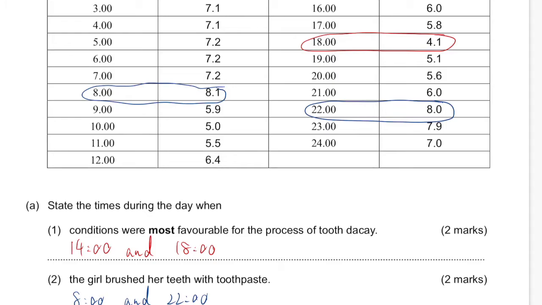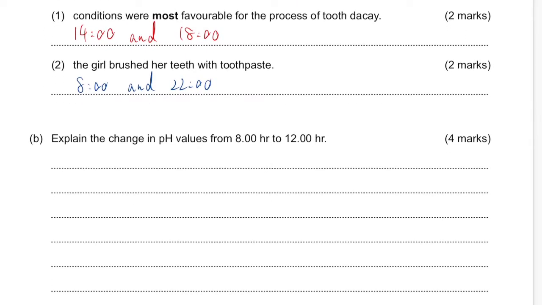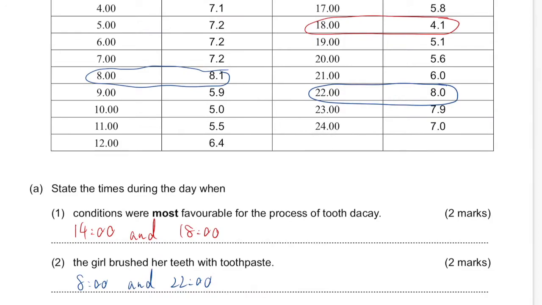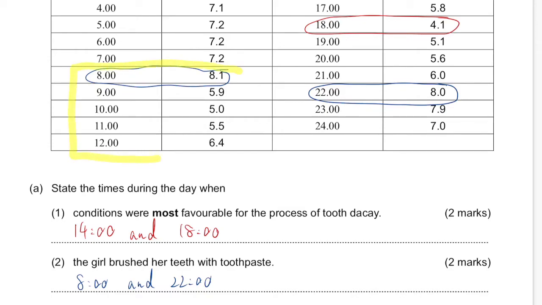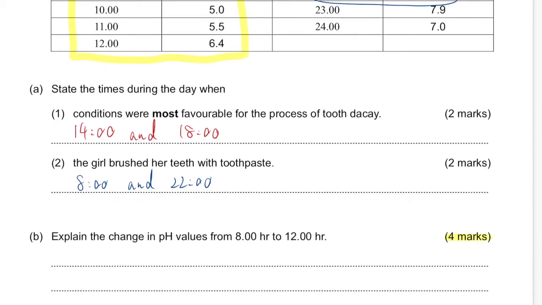Okay, and then the next question, explain the change in pH values from 8 to 12 a.m. 8 to 12. So let's circle the part that we need to discuss. Okay, it's around this region. Okay, so for this one, it's worth 4 marks. So at least you need to list out 4 points.